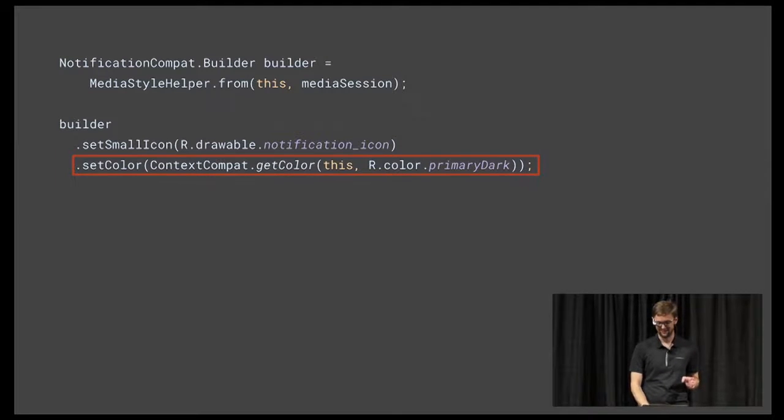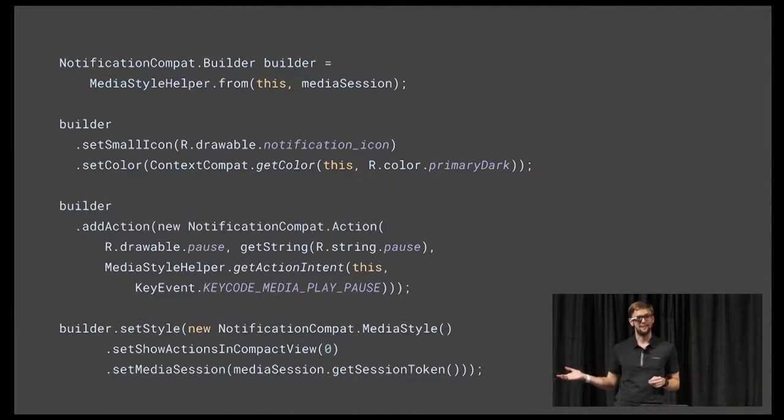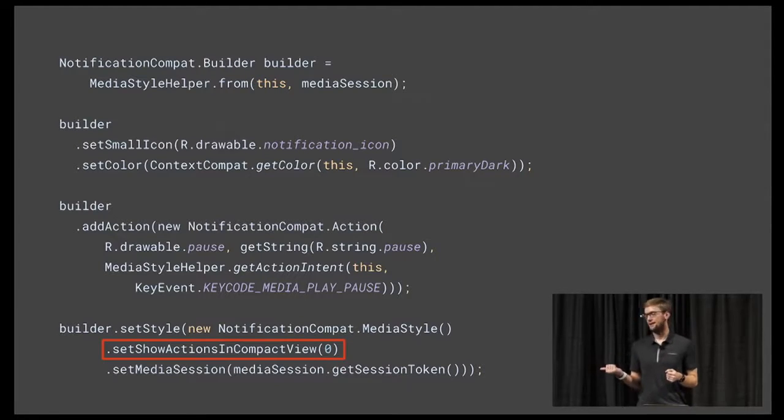Now, media styles wouldn't really be much of anything without actions. So here I'm adding a pause action using our get action intent. And then our style actually just uses two methods, one called setShowActionsInCompactView. So this is what sets what actions appear in that single line view. By default, none will. So you probably want to set some zero-indexed array of what buttons to have. So if you want the second button you've added, you'd add button 1. If you want the second and third, 1 and 2, etc.